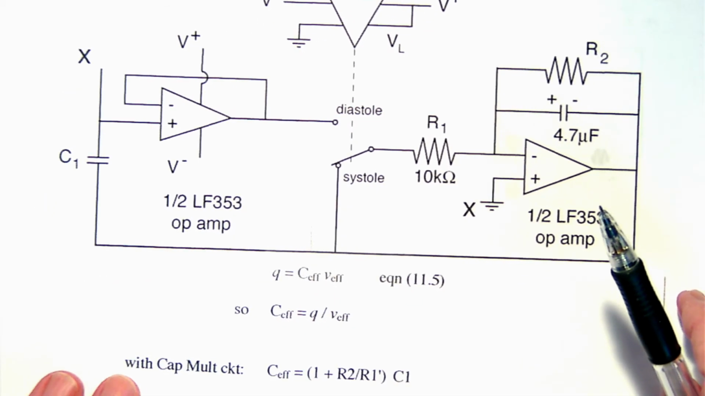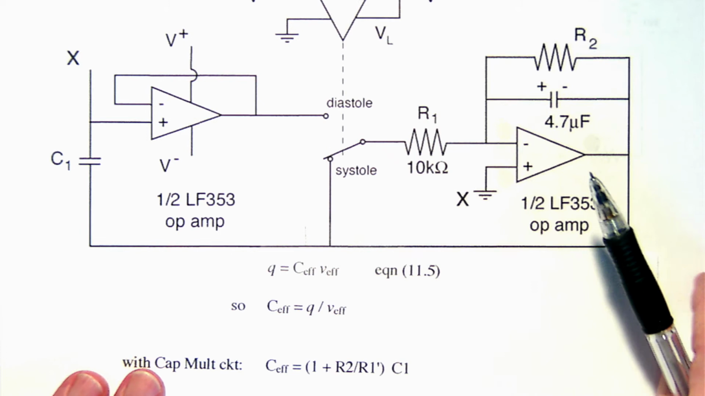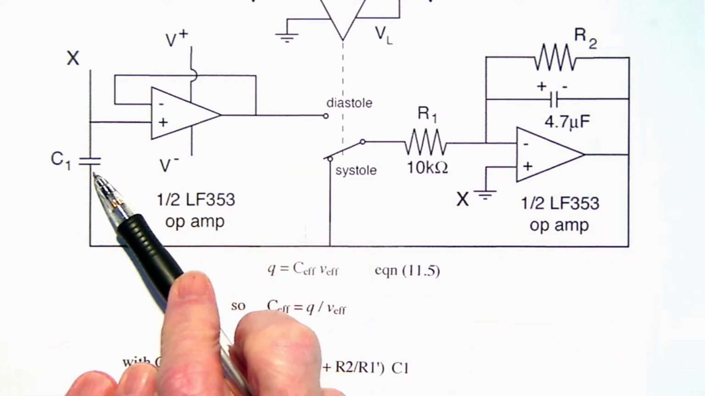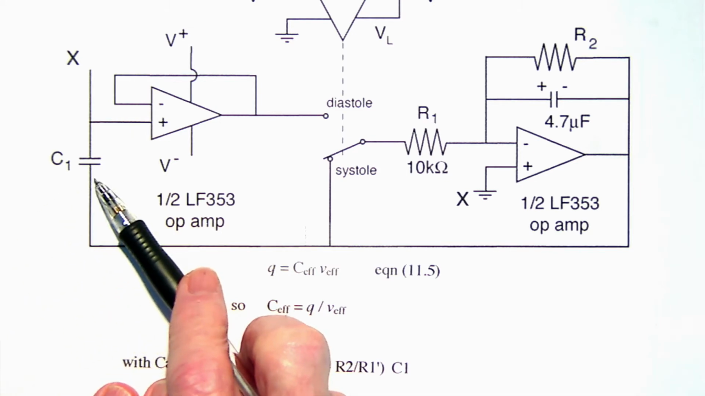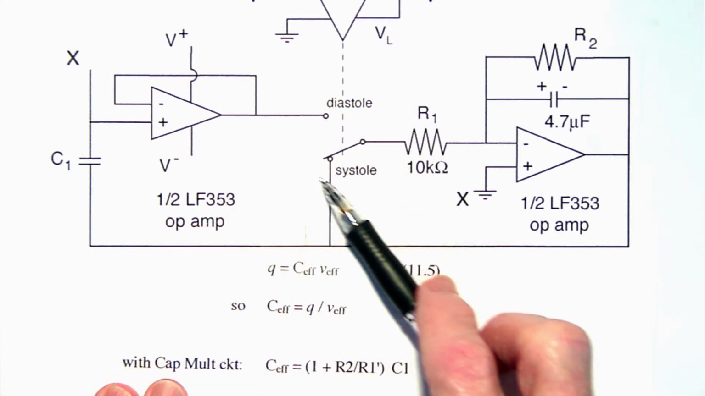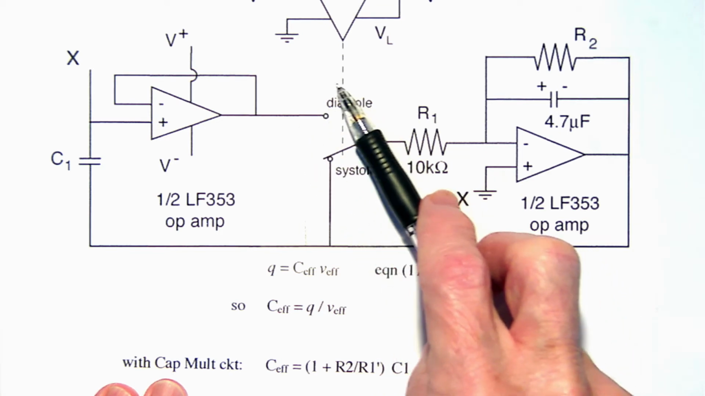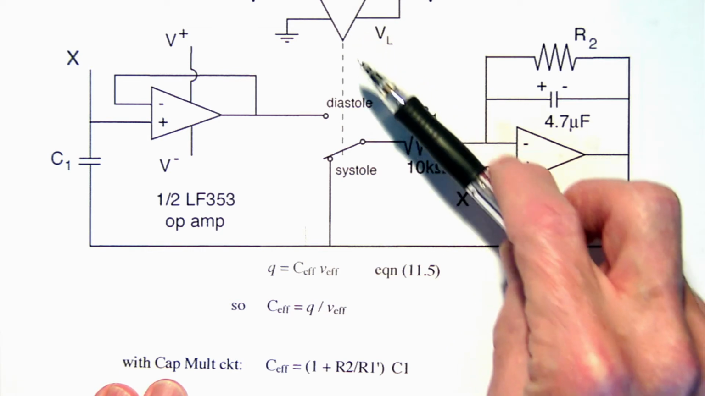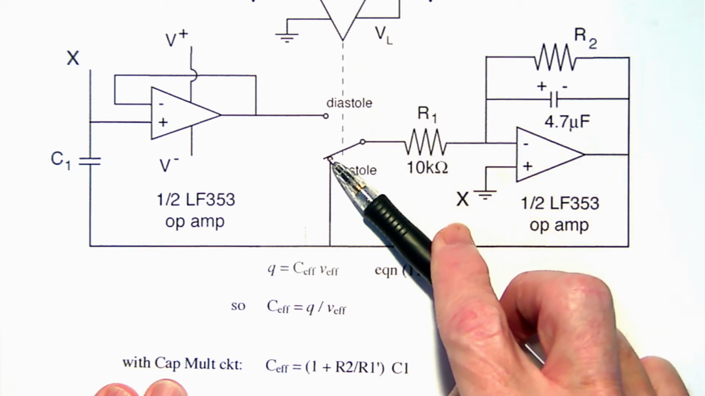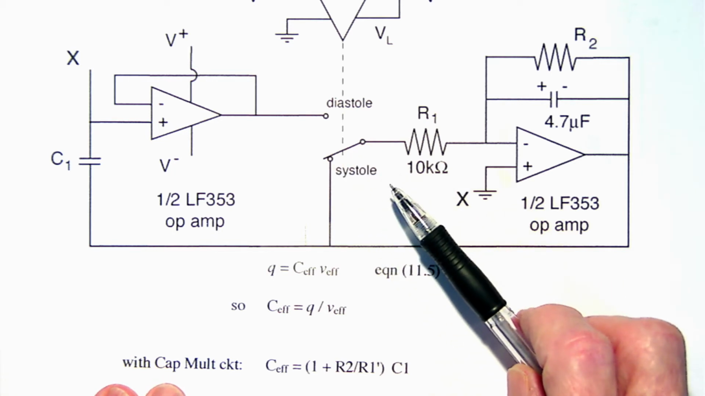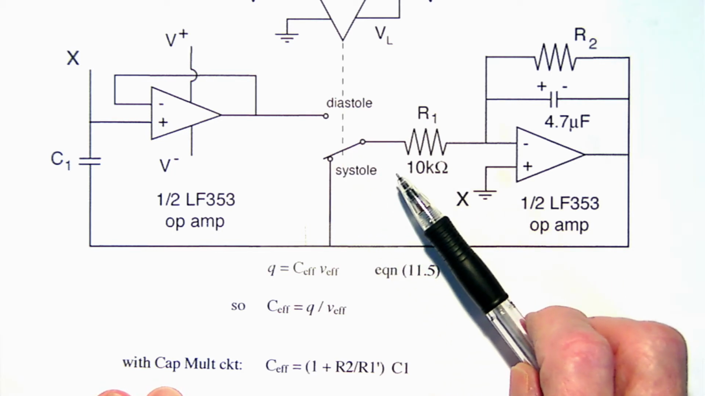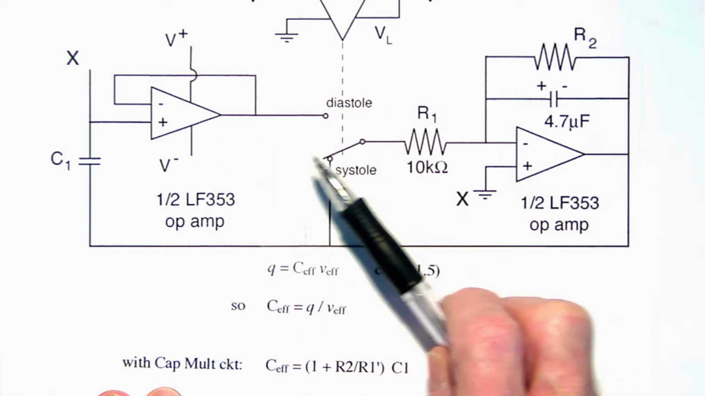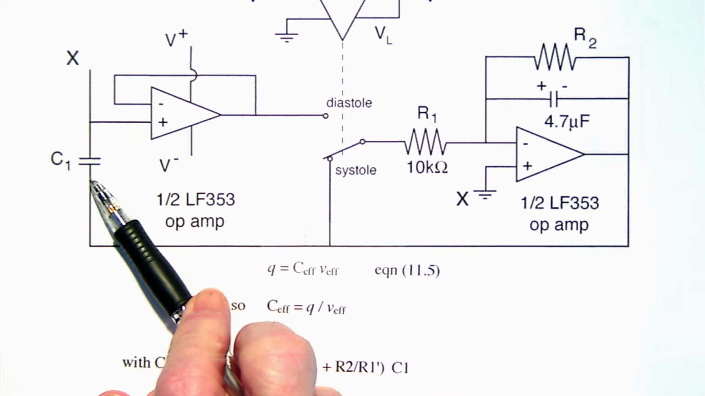And this capacitance multiplier circuit allows one to use a single capacitor, C1, and have it switch effectively between 2 capacitance values depending upon the setting of this switch right here. That switch is driven by a pacemaker, and during the systolic time, the switch is down here. So let me briefly describe how this capacitance multiplier circuit works. It looks rather complicated, but it works, and it provides us a way to use a single capacitor to represent the heart.